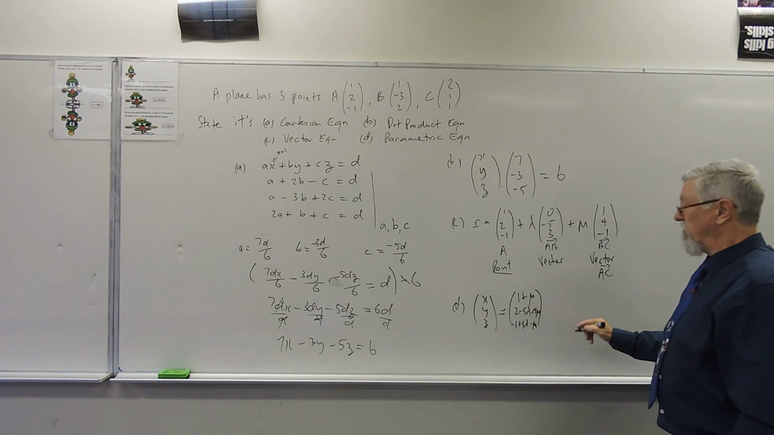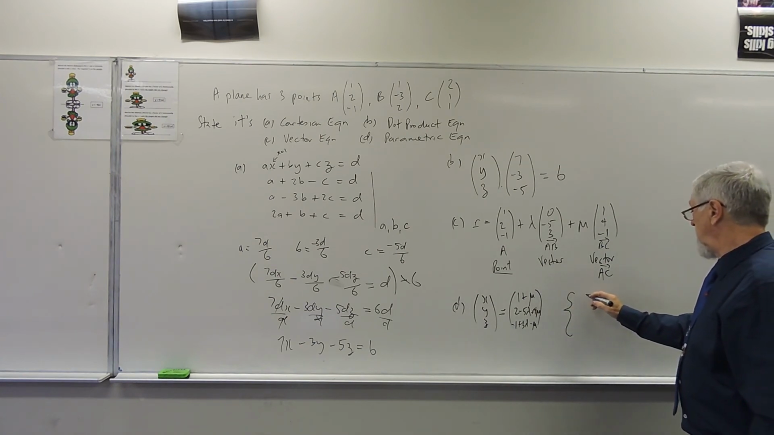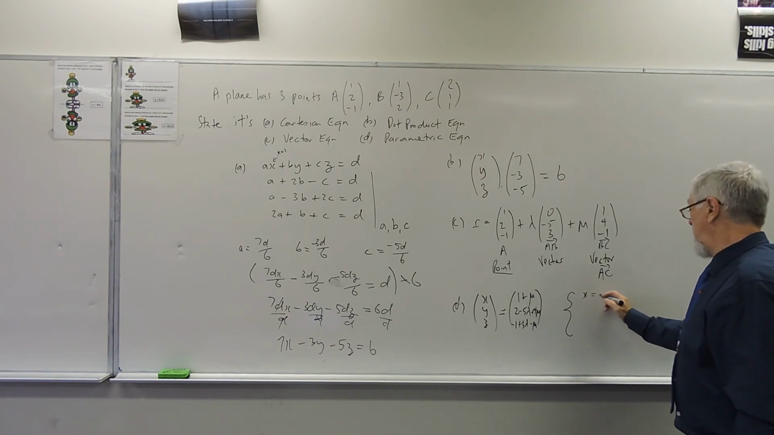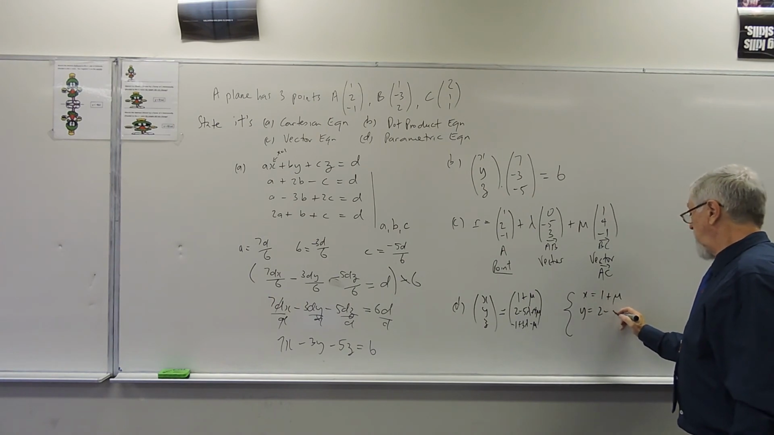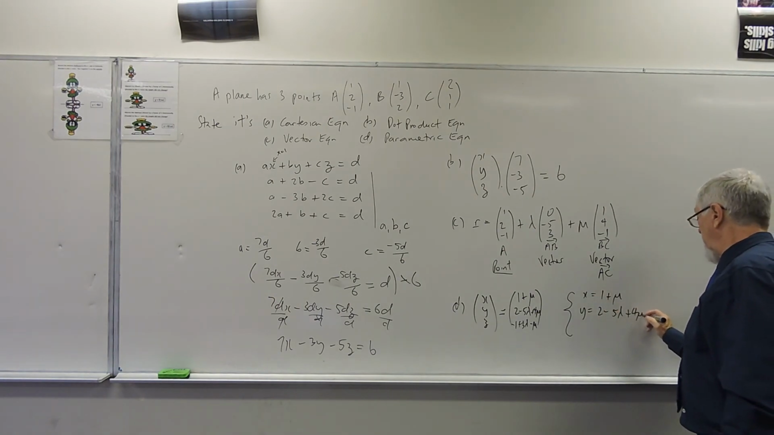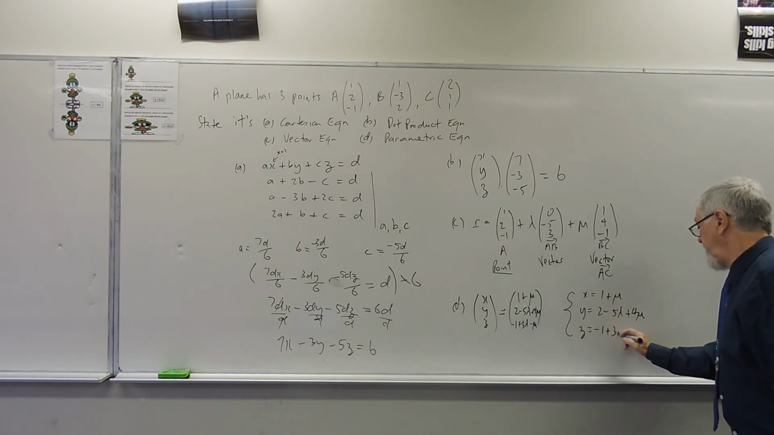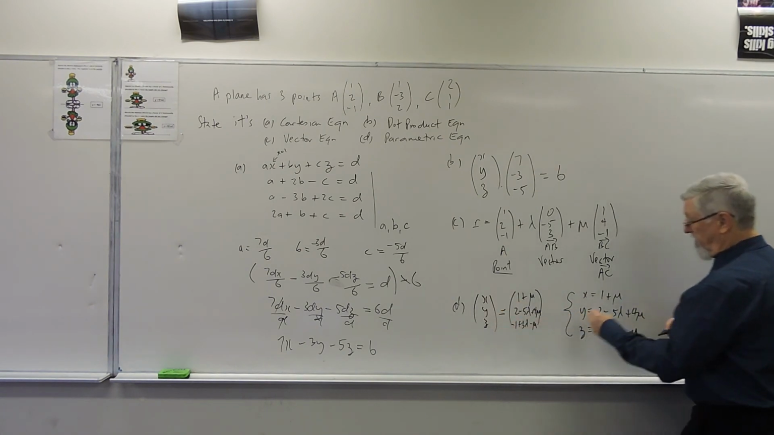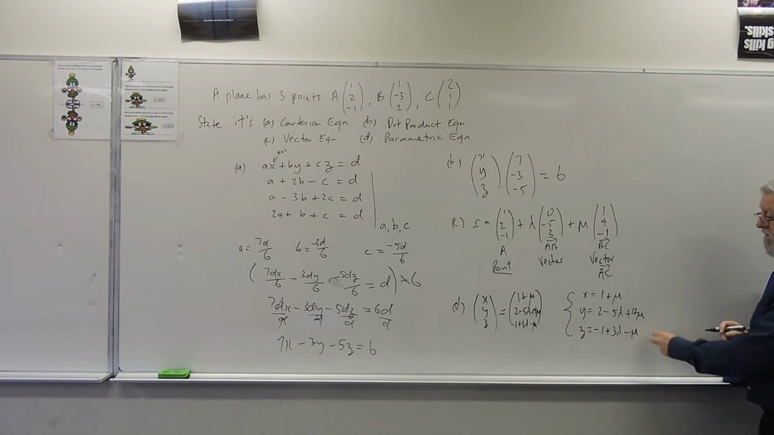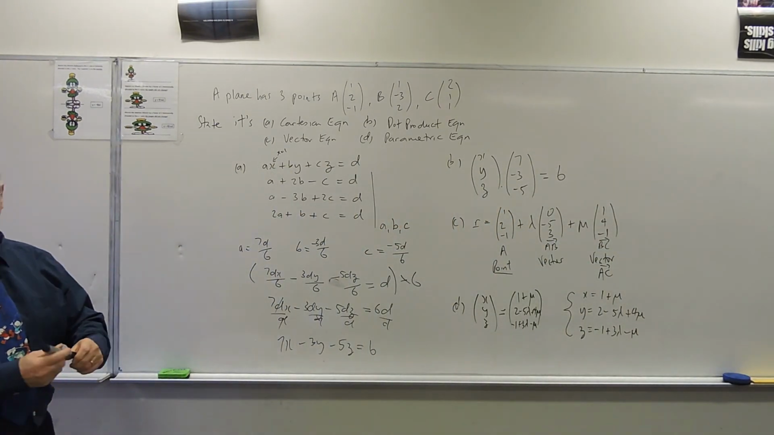And, of course, a lot of people want to write it with braces. No, I'll go x equals 1 plus mu, and y equals 2 minus 5 lambda plus 4 mu. Do you know why they call that parametric? Damon? No. Because it's got these three related by other variables. So these are variables that link to x, link to y, and link to z. Parametric. Look at your face, Damon.